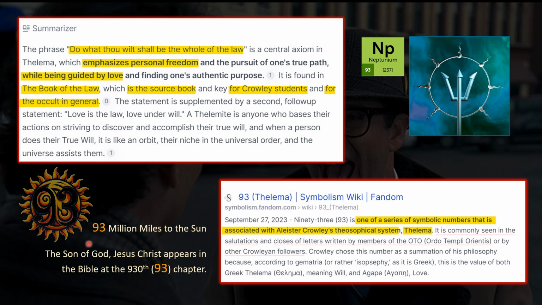We see here that number 93 is tied to the sun, as it being 93 million miles to the sun. And the other reference to 93 is Jesus, the Son of God, appears in the Bible at the 930th chapter. And again, in numerology, we can ignore the 0, giving us again the number 93. So the sun in our sky and the sun in our Bible both have the number 93 attached to them.